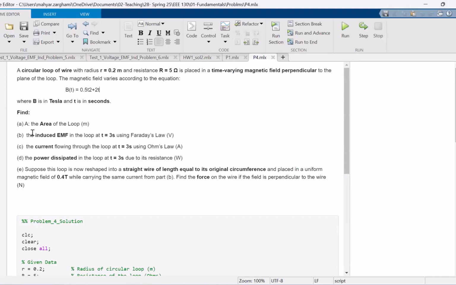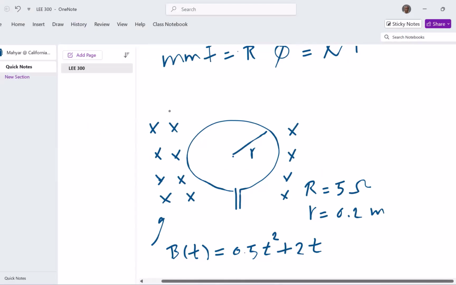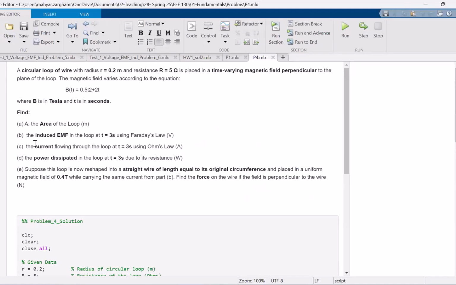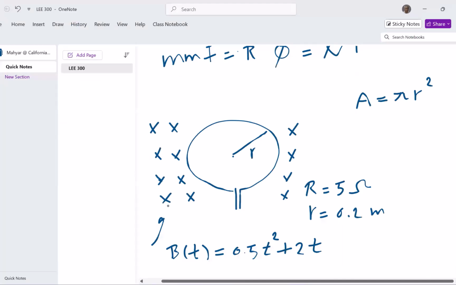We want to find out basically the area of the loop, which should be easy. So that's the area of the loop is just pi r squared. And then we're asking for the induced EMF in the loop at time equal to 3 seconds using the Faraday's law. So how would you find that?